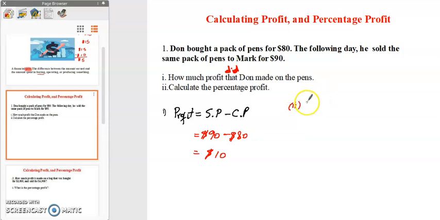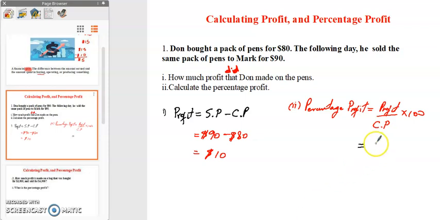Part 2 is asking for the percentage profit, and in some sources you might see profit percentage. So this is equal to the profit over the cost price times 100. Let me increase the size of the pen. In this case, our profit was $10. I don't have to put the dollar sign. It was a $10 profit.